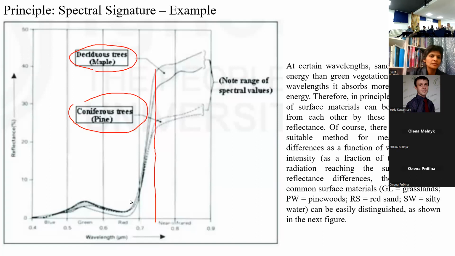Oh, so you can't see much difference in their spectral signature up to 0.75, but after that frequency, you can see a distinct difference between their spectral signature. So just by this, you can say, okay, this one is a maple and this one is a pine.